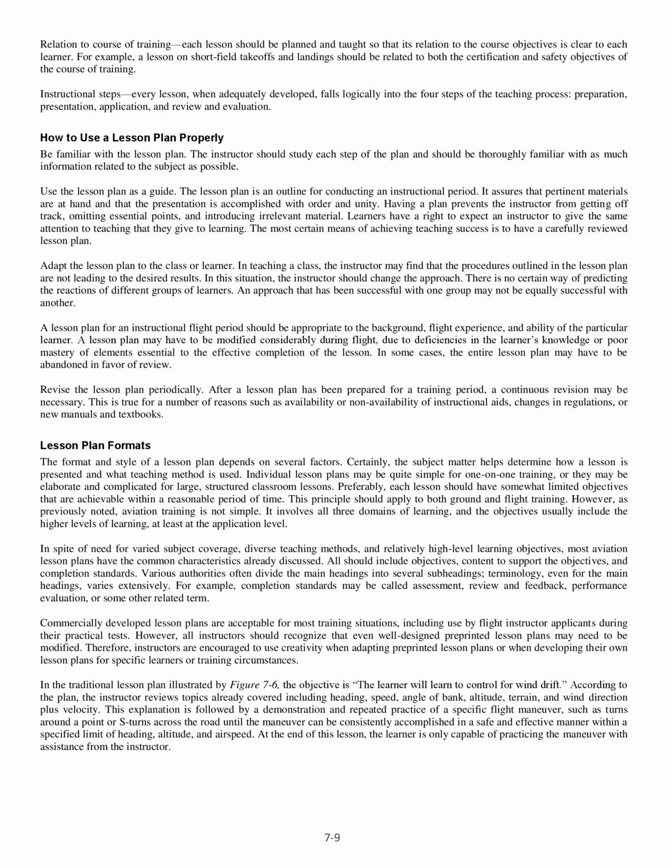In the traditional lesson plan illustrated by Figure 7.6, the objective is the learner will learn to control for wind drift. According to the plan, the instructor reviews topics already covered including heading, speed, angle of bank, altitude, terrain, and wind direction plus velocity. This explanation is followed by a demonstration and repeated practice of a specific flight maneuver, such as turns around a point or S-turns across the road until the maneuver can be consistently accomplished in a safe and effective manner within a specified limit of heading, altitude, and airspeed.